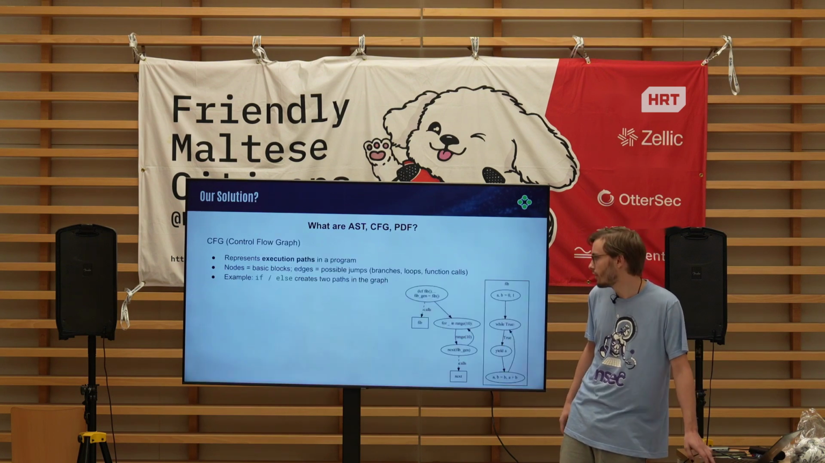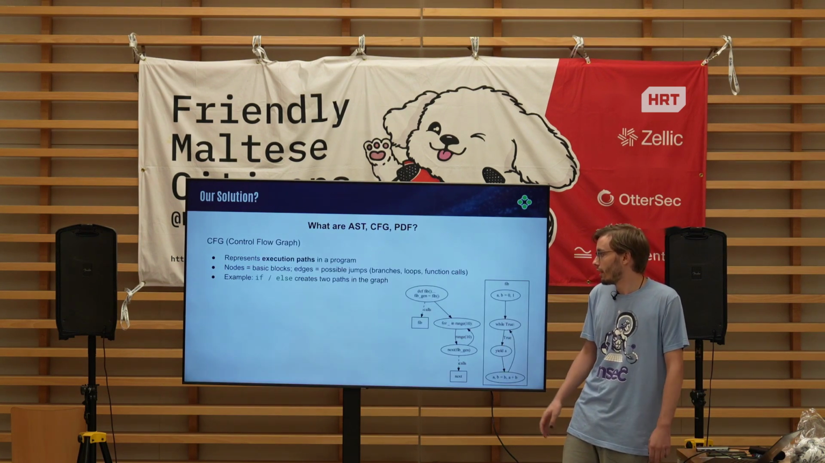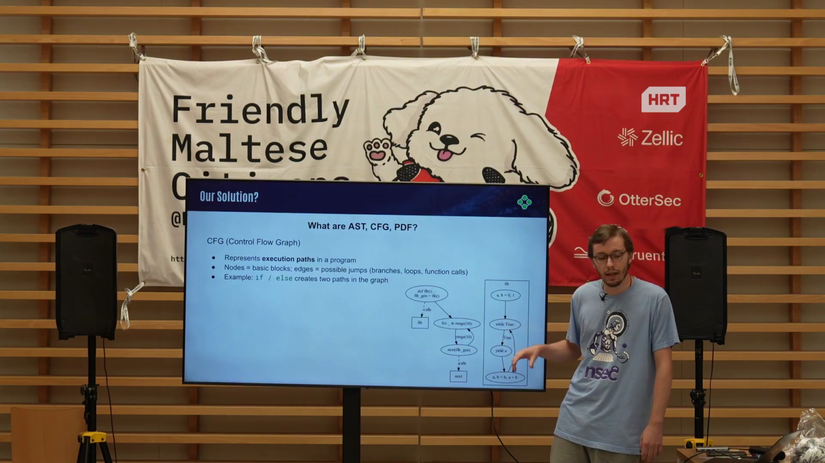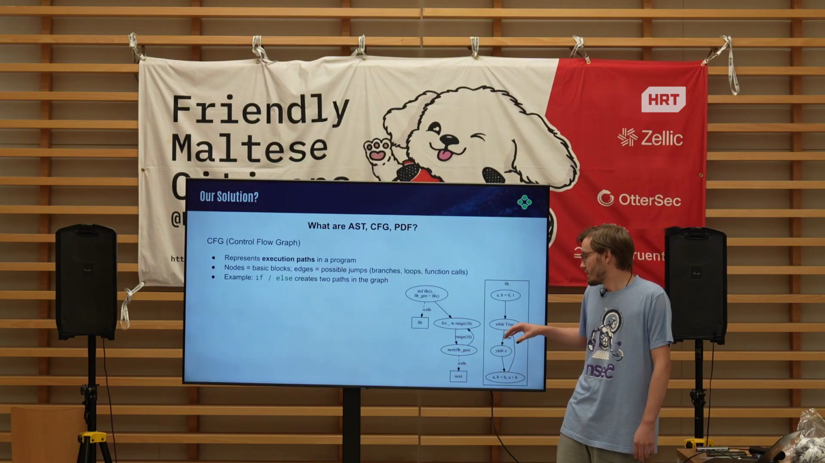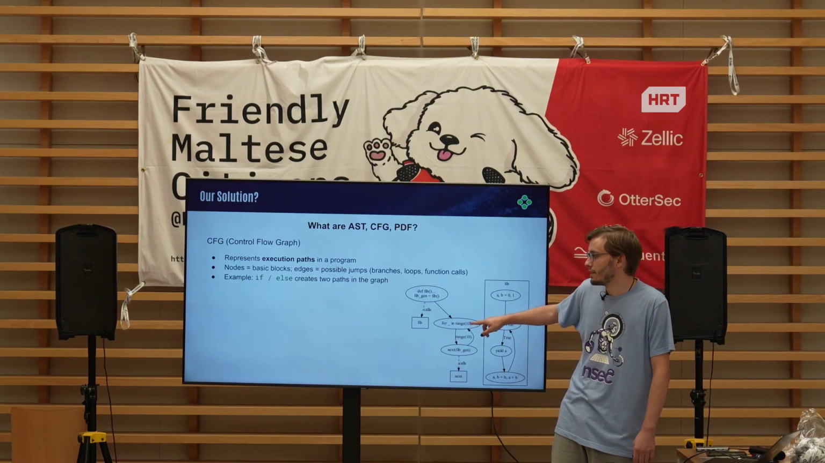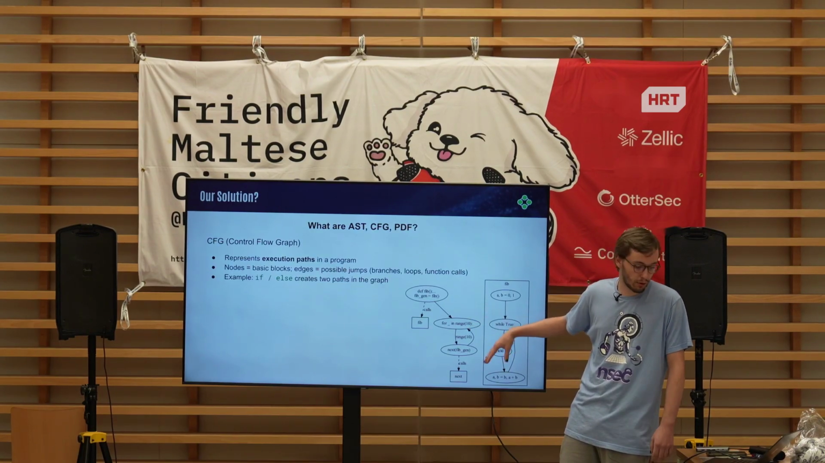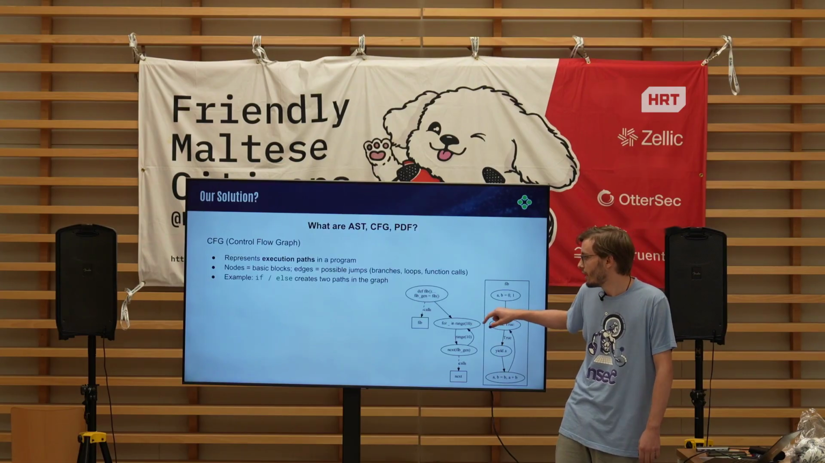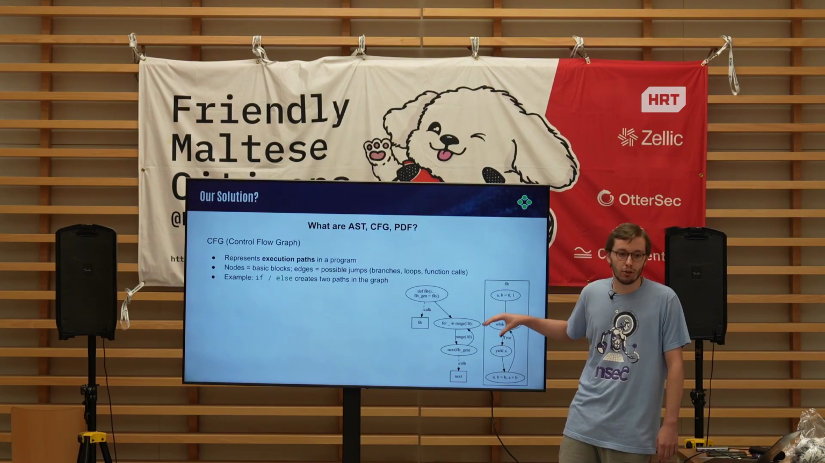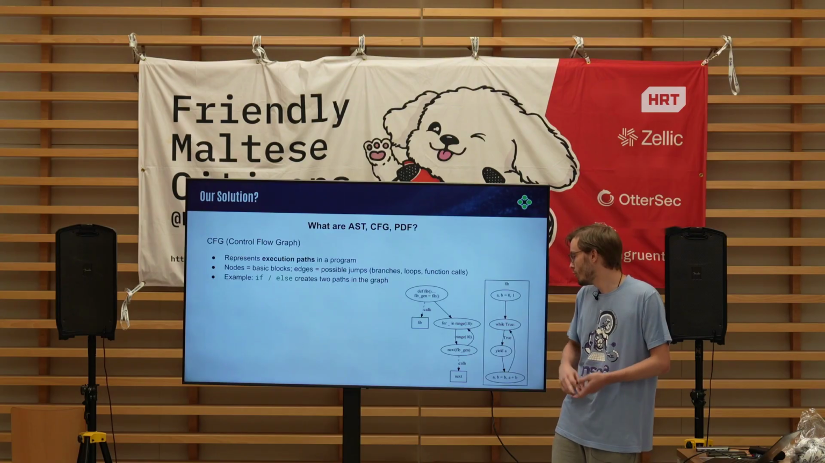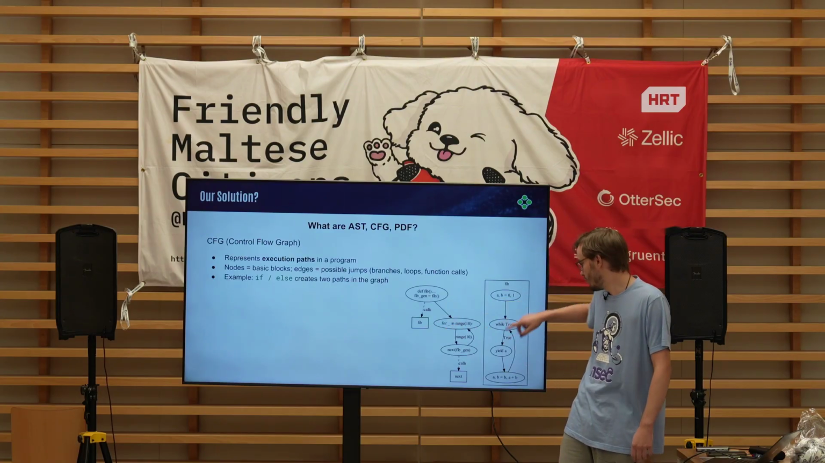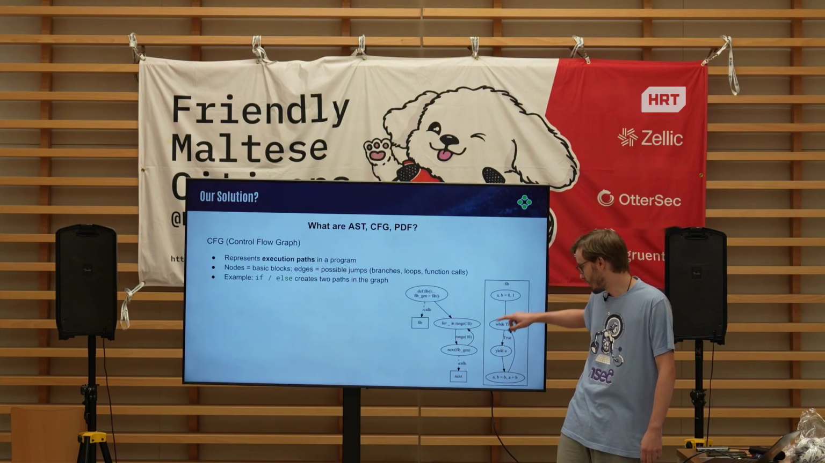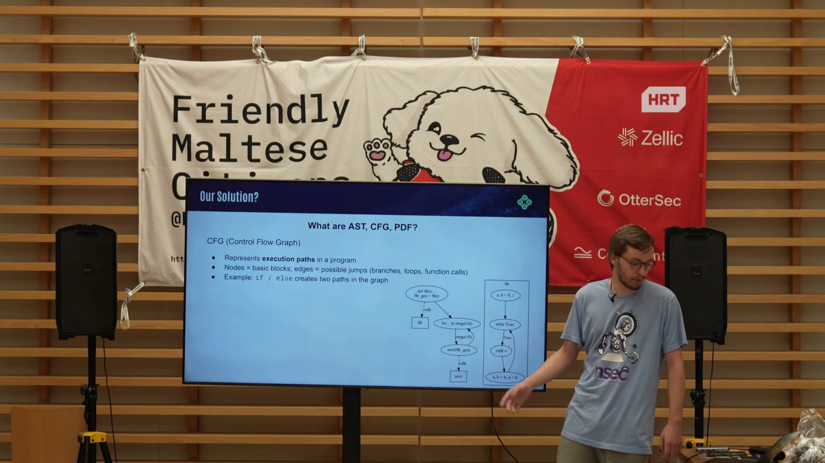For the control flow graph, it represents the execution paths in a program. Nodes are basic blocks. This would be a node, a basic block, and I'll show you a bit later exactly what a basic block is. And the edges show possible jumps: branches, loops, function calls. Here we can see an edge, it's a function call to fib. If you take a look here again, this is a function call. These are all edges.